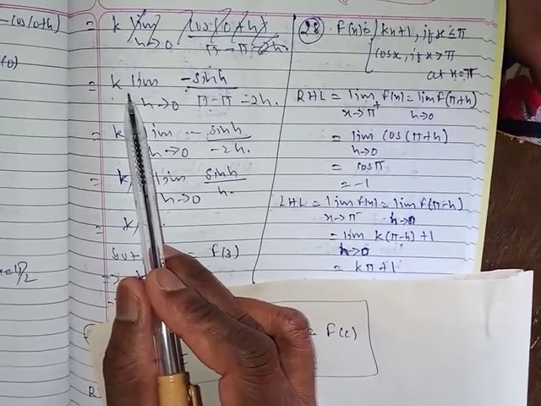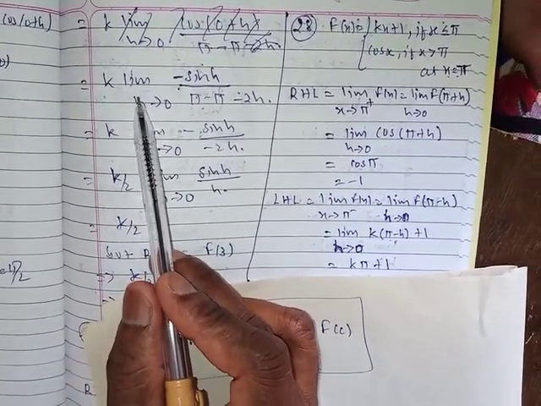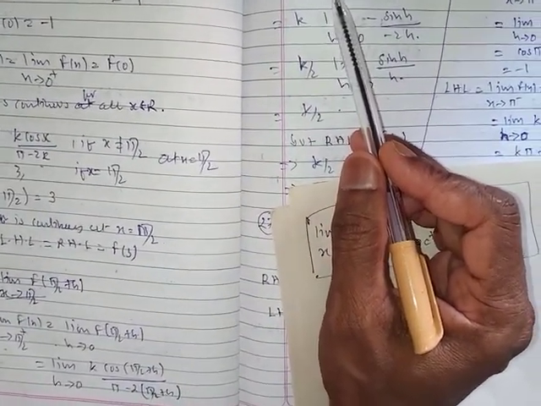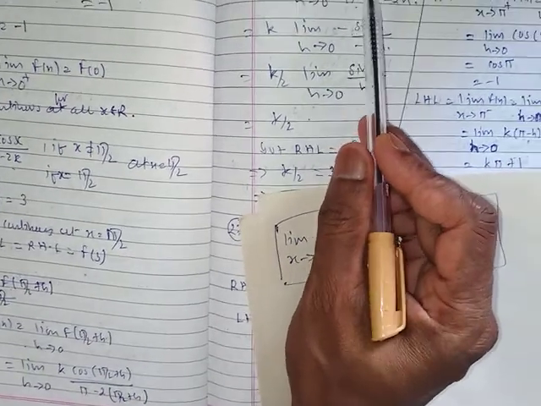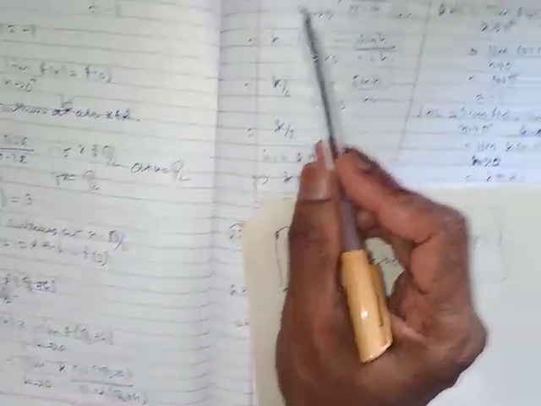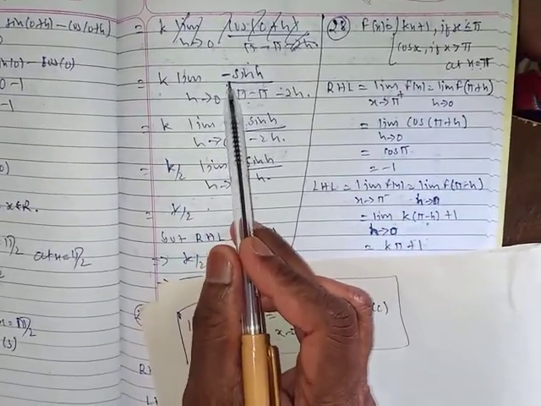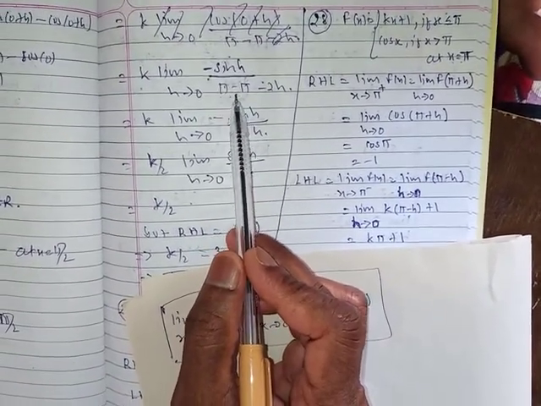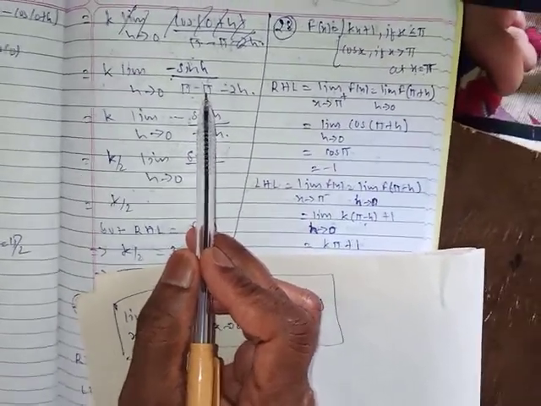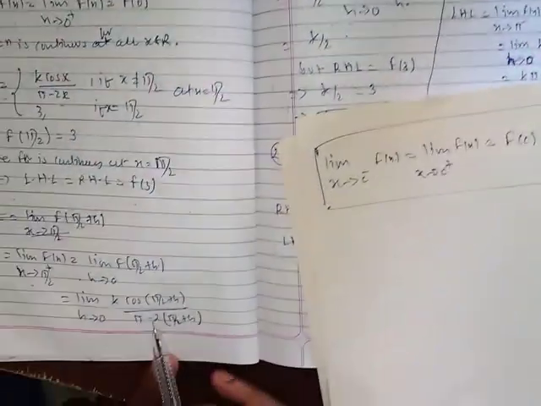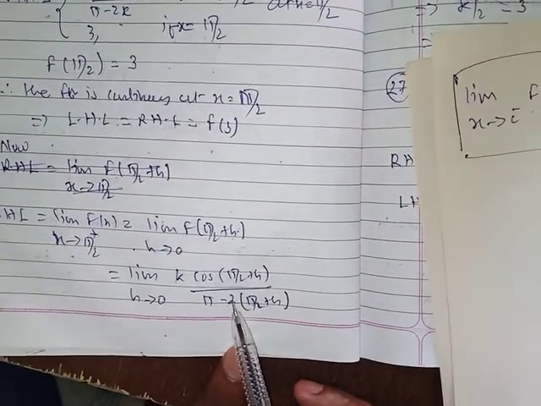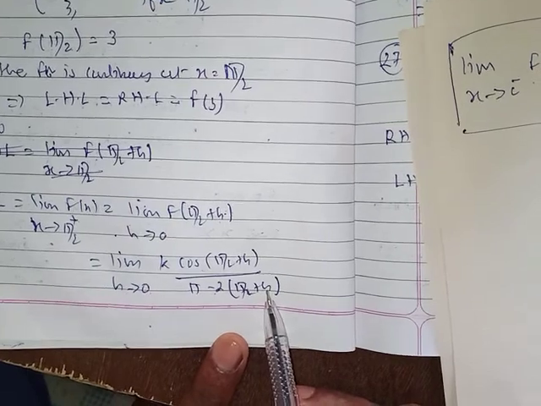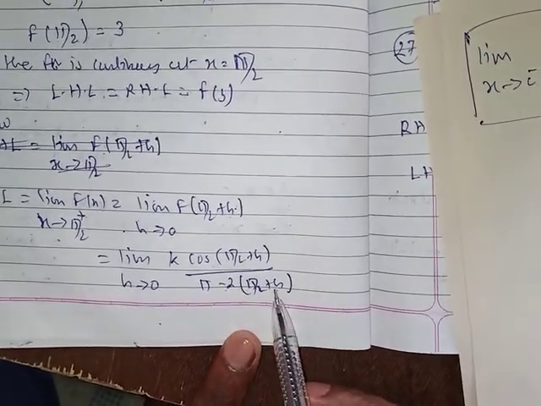We know that cos of pi by 2 plus theta is minus sin theta, since the sign is negative there. So it is k limit h tends to 0 of minus sin h. And in the denominator, pi minus 2 times pi by 2: the 2 and 2 will cancel out, so it will be minus pi, and the 2 will multiply with h, so it will be minus 2h.